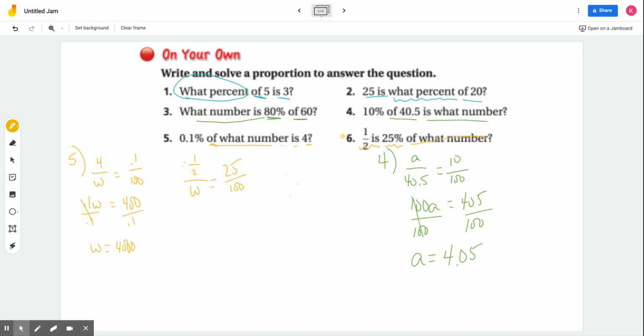Again, we're going to cross multiply. 25 times W is 25W. 1/2 times 100, half times 100, is 50. Dividing by 25 on both sides to get W equals 2.